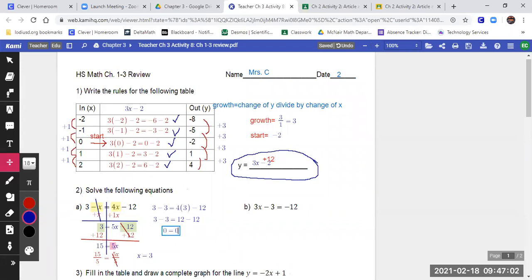0. So this says 0 equals 0, and we're happy because it checked. So x equals 3 is my final answer for that problem. Okay, let's go do the next one.